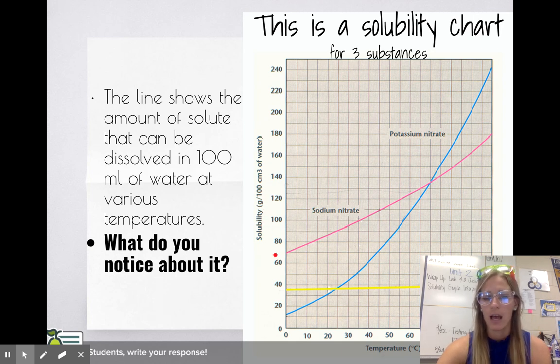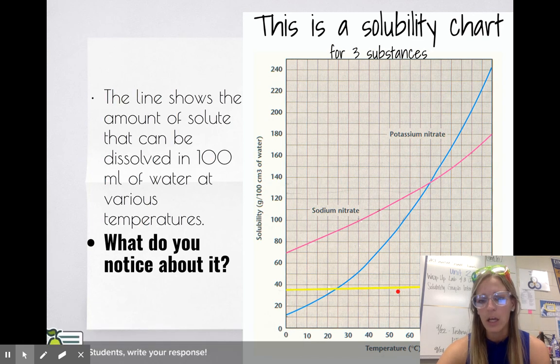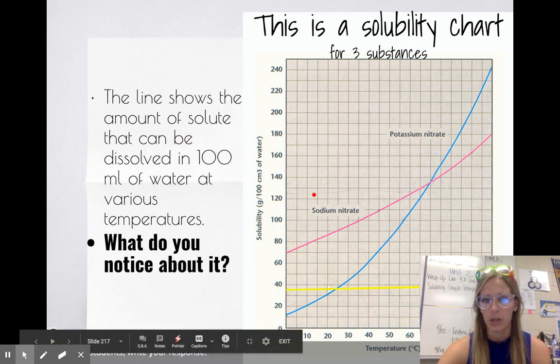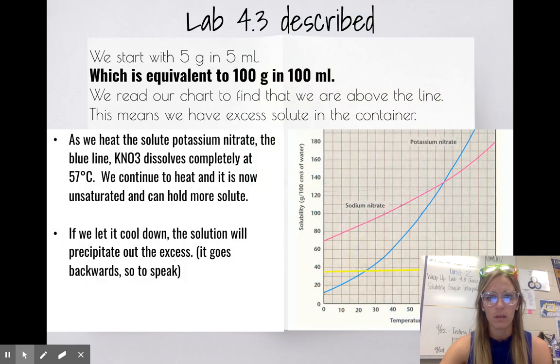The other thing, as our temperature increases, our lines are also increasing. Sodium chloride is ever so slightly increasing, but it is increasing as temperature goes up. So that's the big thing. For solids, solubility increases as we increase the temperature. All right, then looking more specifically at our lab.